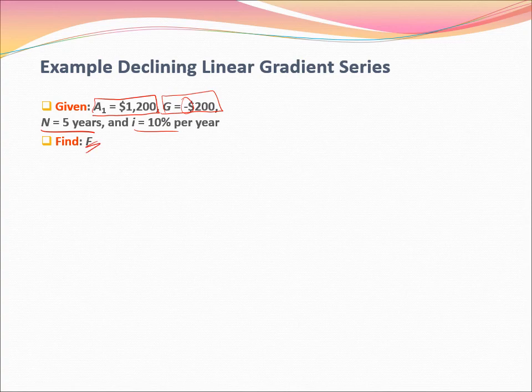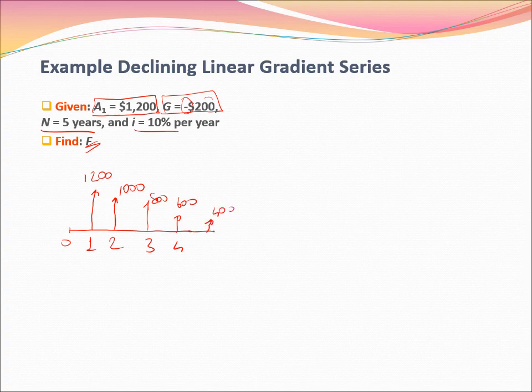Okay, so the thing is, we first need to sketch the cash flow diagram, and let's do it. So assume that we have this initial cash flow at the end of year 1, then this cash flow is decreased by an amount of $200, so we have $1,000 at the end of year 2, and then $800 at the end of year 3, $600 at the end of year 4, and $400 at the end of year 5.